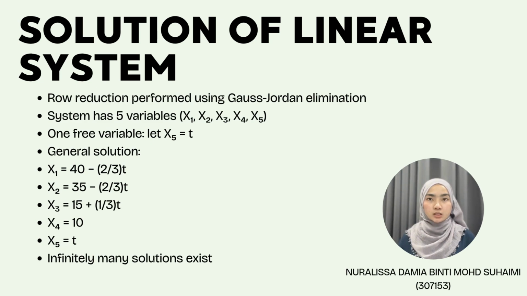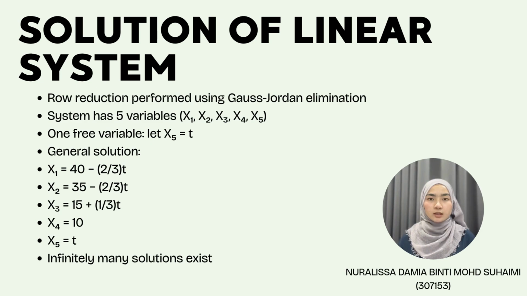For question 3, we solved the system of linear equations using Gauss-Jordan elimination. After performing row operations, we found that the system contains 5 variables but only 4 pivot positions. This means there is one free variable. We let x5 equal t, where t is a real parameter. From back substitution, we obtain the general solution.